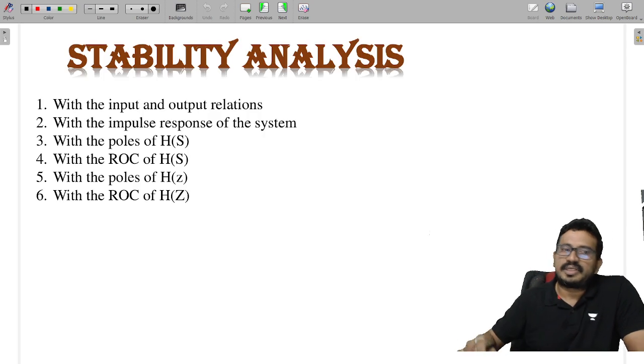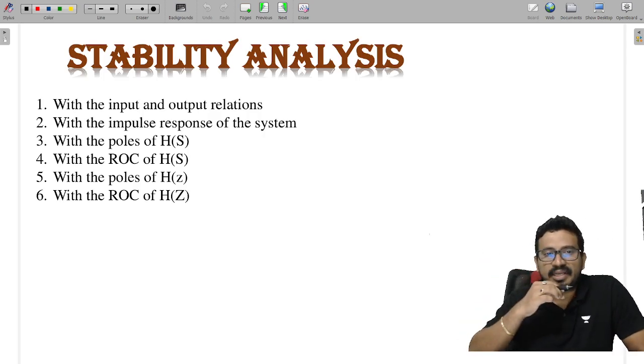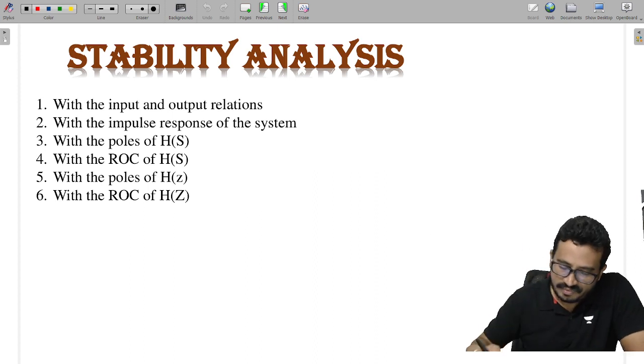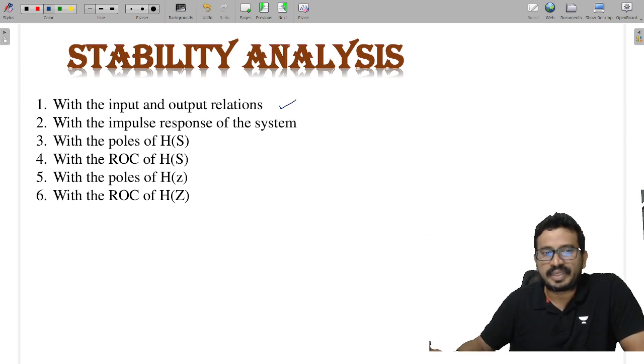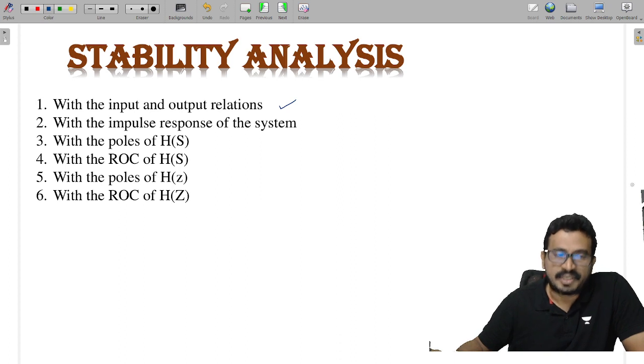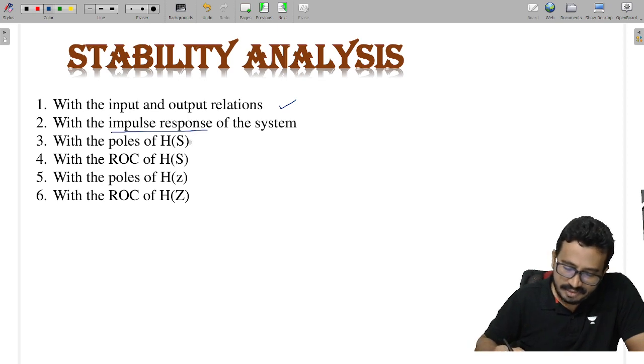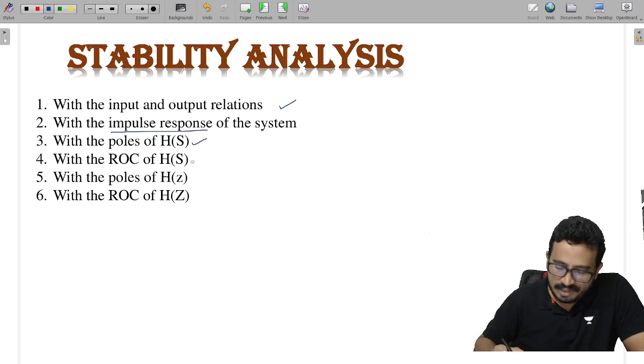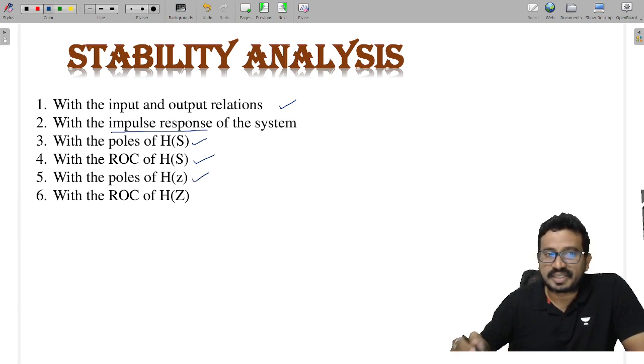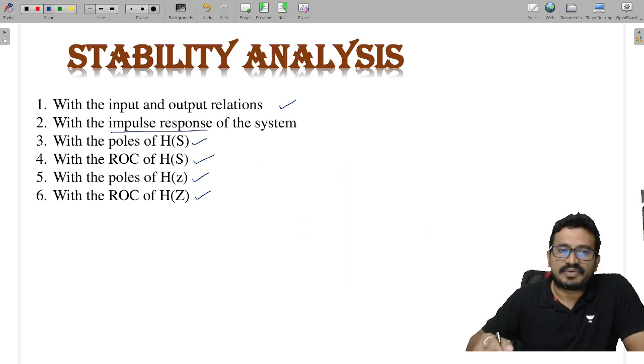There are 6 different ways we can do the analysis of system stability. The first one is, if I know only input output relations, and don't know any impulse response or transfer function, then we can do it using the input output relations. Second, if I know the impulse response, we can do it with the help of the poles, the ROC, the transfer function, and for the discrete case, the ROC of H(z).